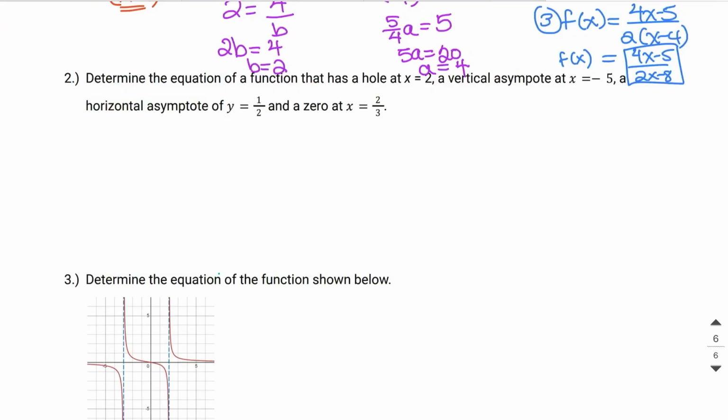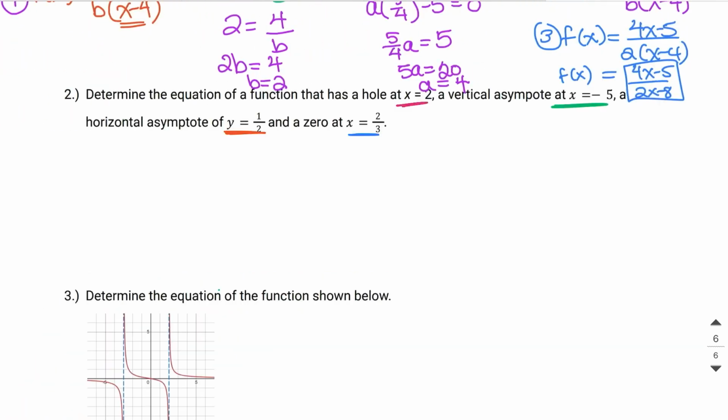All right, the next question asks us to find the equation of a function that has a hole at x equals 2, a vertical asymptote at x equals negative 5, a horizontal asymptote at y equals 1/2, and a 0 at x equals 2 over 3. So for starters, we know that our function has a hole at x equals 2. So that means that we are going to have a factor of x minus 2 in the numerator and the denominator.